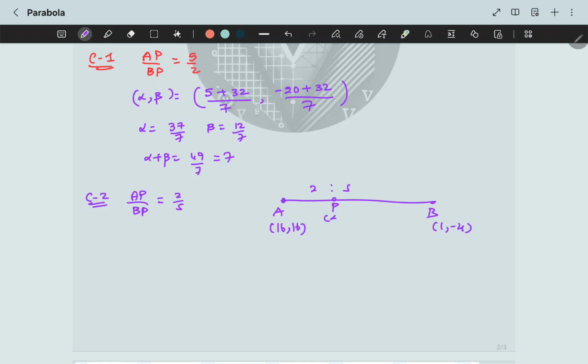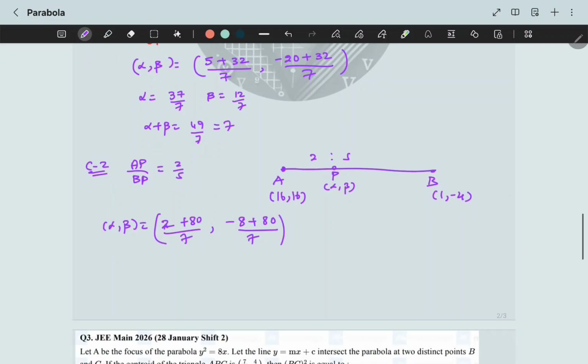Now coordinates of alpha comma beta in this case should be 2 into 1 is 2, plus 5 into 16 is 80, divided by 7. Now 2 into minus 4 is minus 8 plus 5 into 16 is 80, divided by 7. So we get this as 82 divided by 7 comma 72 divided by 7. So what should alpha plus beta be in this case? 82 plus 72 should be 154 by 7. So this should be 22.